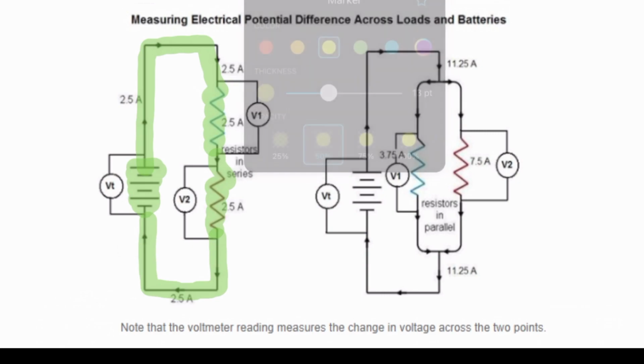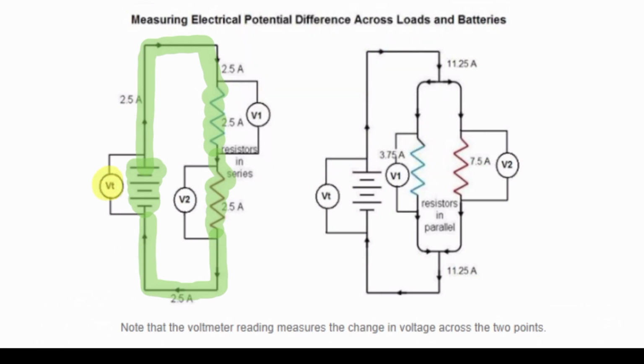These labels here are just telling us that this is where we're measuring our voltage. So we're measuring our voltage across the battery, on either end of the first resistor, and on either end of the second resistor. And then we have extra information given here in terms of the amount of current going through each section of the wire, etc.